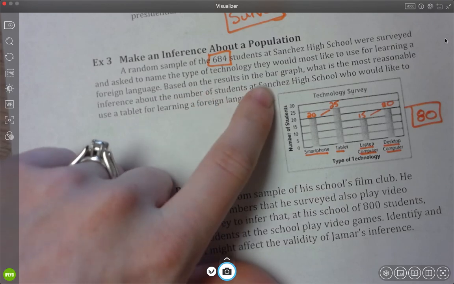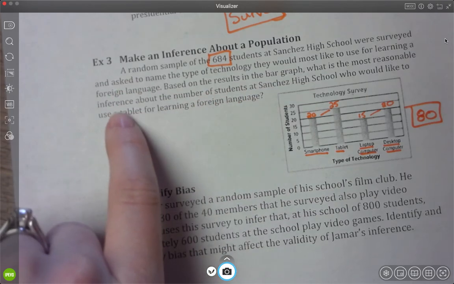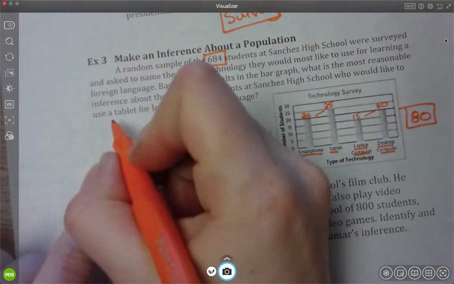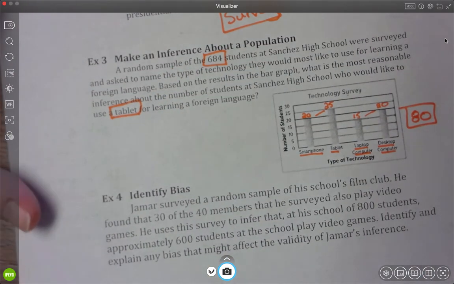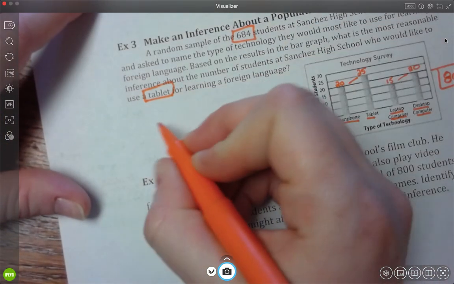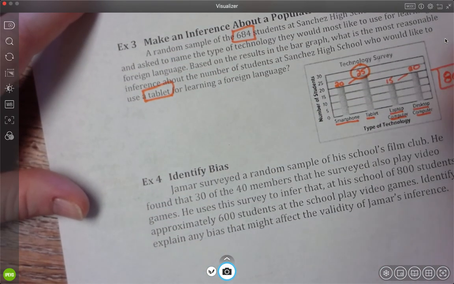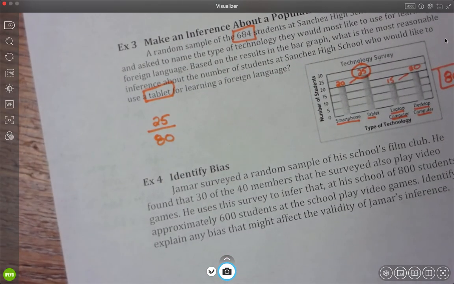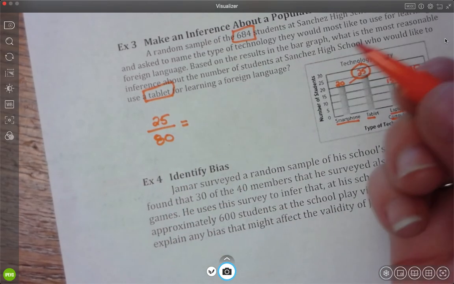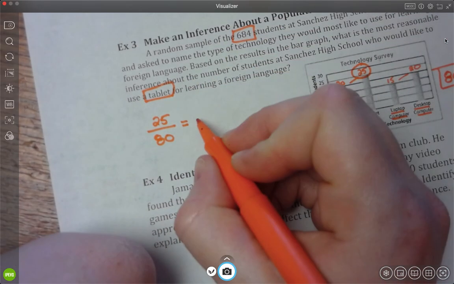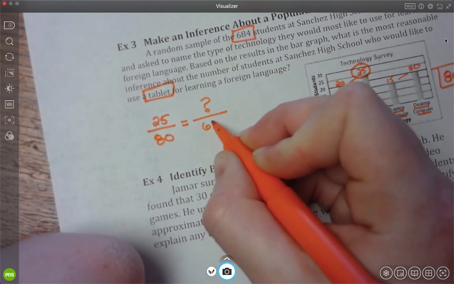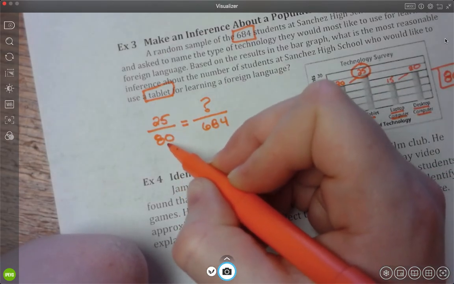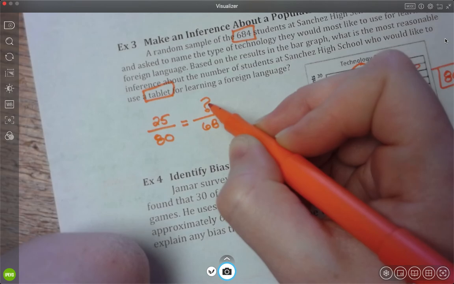Based on the results in the bar graph, what is the most reasonable inference about the number of students at Sanchez High School who would like to use a tablet for learning a foreign language? Okay, so what we're going to do in this case is I'm going to say that for the tablet, there were 25 people out of 80 that liked using a tablet, okay? And I'm going to set this up as a proportion. 25 out of 80 is how many out of 684, right? Okay, so 25 liked the tablet out of 80 total. That means how many liked the tablet out of 684 total.